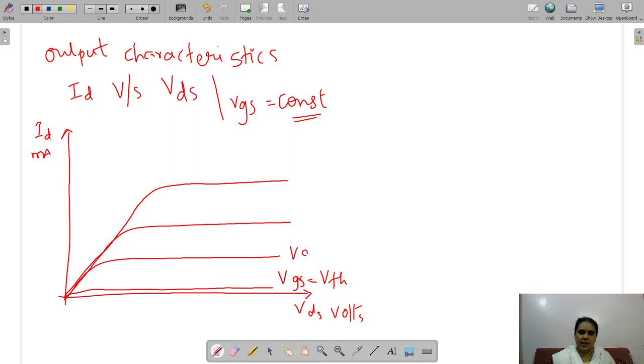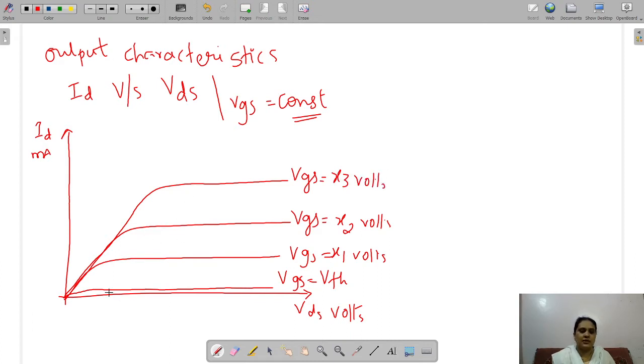You can draw as many sets of characteristics as you need. I will only represent this much. So let us have a quick discussion and move on to today's session. So this was how your output characteristics looked.